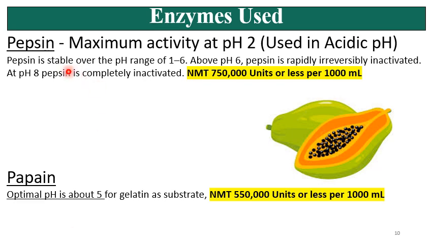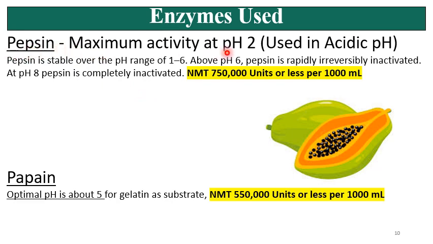Coming to the second part of enzymes used: pepsin, papain, bromelain and pancreatin. Based on the pH of the medium, these enzymes are used. Why? Because the pH affects the activity of the enzymes.